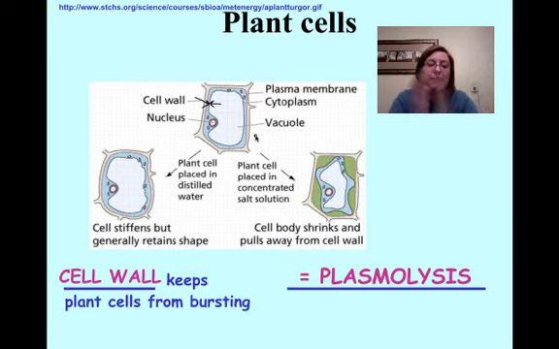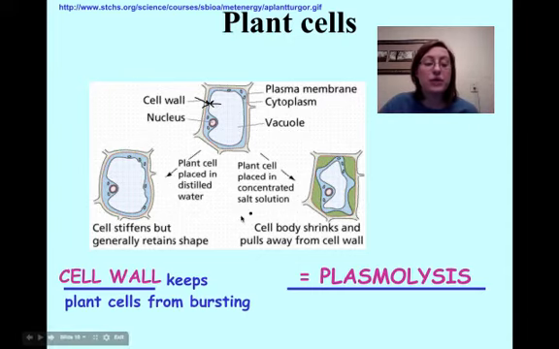And so what they're going to get is they're going to get this limit. They're going to reach equilibrium when the vacuole is extremely full. So what ends up happening for a plant cell is the cell is going to stiffen, right? It's going to stay very turgid. That's the term for this.